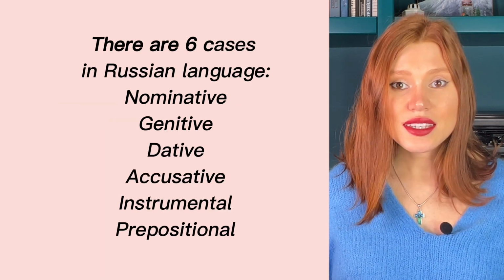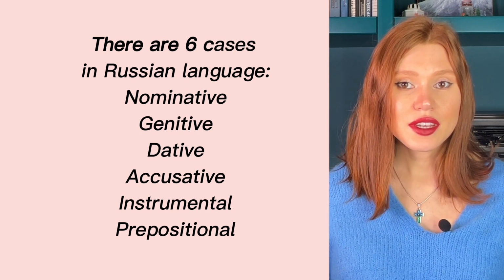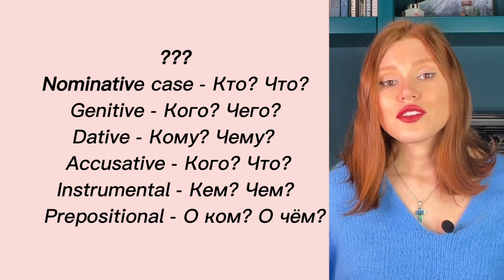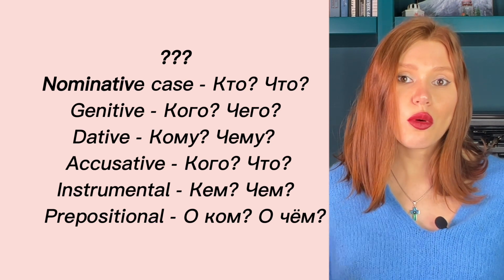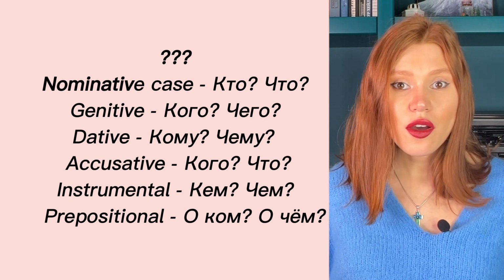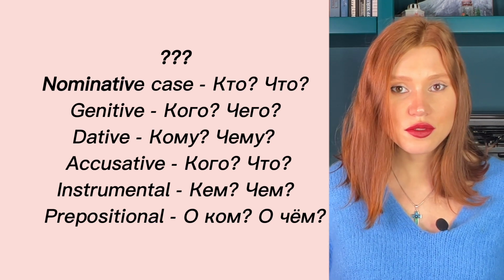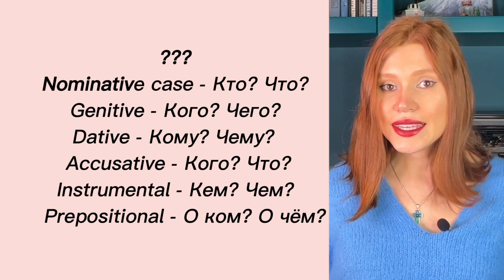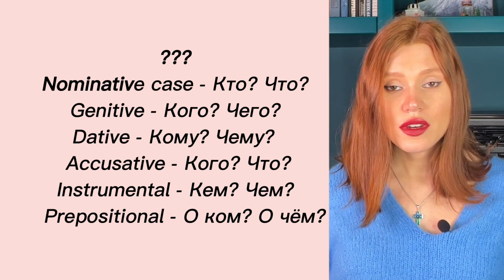So, there are 6 cases in Russian language: nominative, genitive, dative, accusative, instrumental, and prepositional. So, the nominative case, the questions кто, что. Genitive кого, чего. Dative кому, чему. Accusative кого, что. Instrumental кем, чем. Prepositional о ком, о чем.